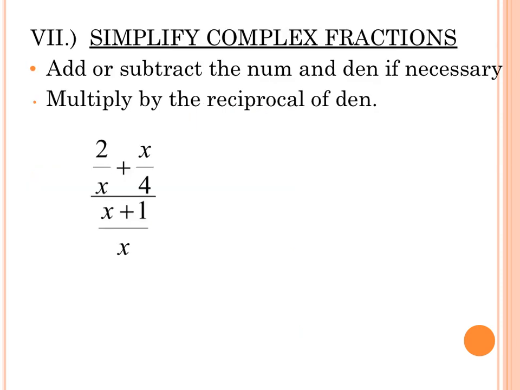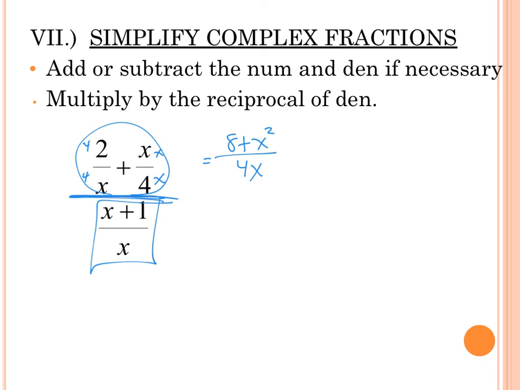Simplifying complex fractions. This is my fraction bar, so I want to combine this to one fraction, and then we'll multiply by the reciprocal. So I need common denominator, so I'm going to multiply both of those by 4, multiply this by x, and I end up with 8 plus x squared over 4x. I'm going to multiply by the reciprocal of this, which is x over x plus 1. My x's can simplify. I can't simplify anything else, so it becomes 8 plus x squared over 4x plus 1.